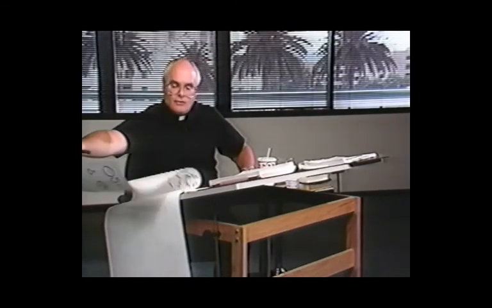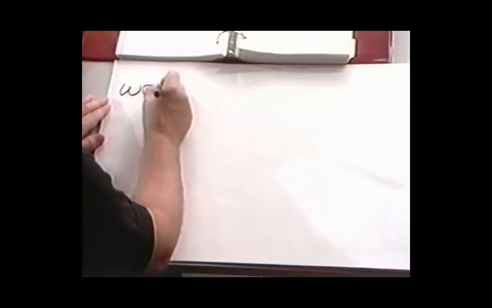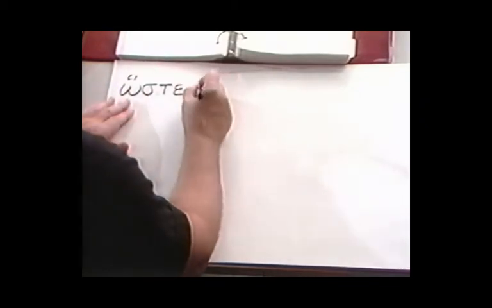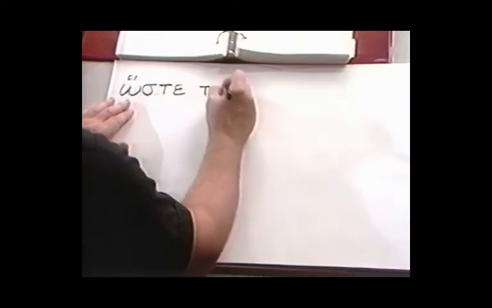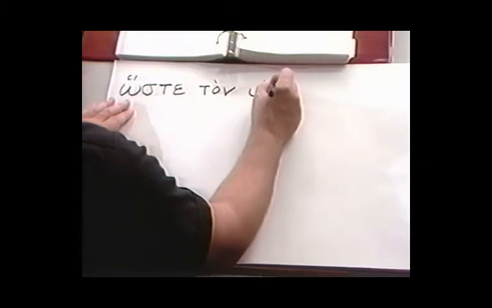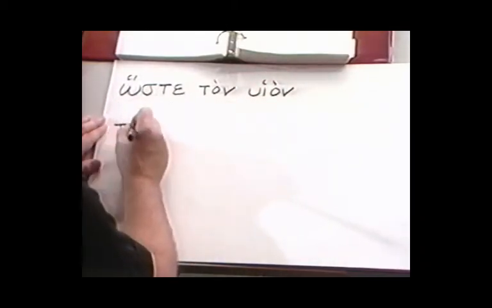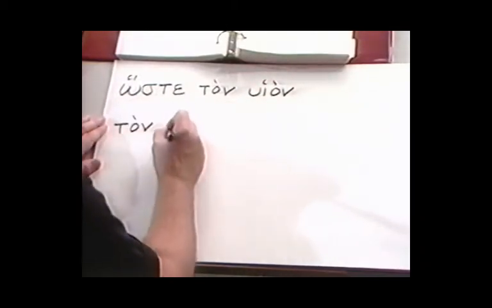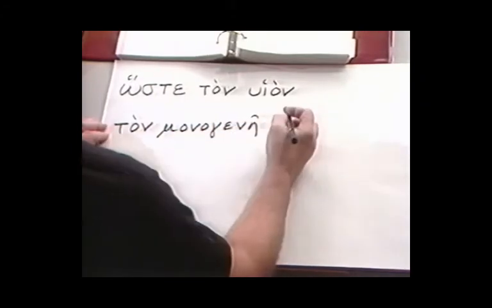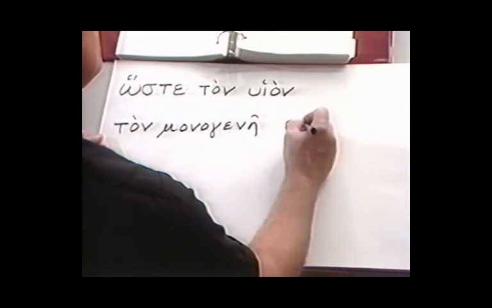And look at the next clause that we have in this same verse, beginning with the word hoste. Hoste ton huion ton monogene edoken.